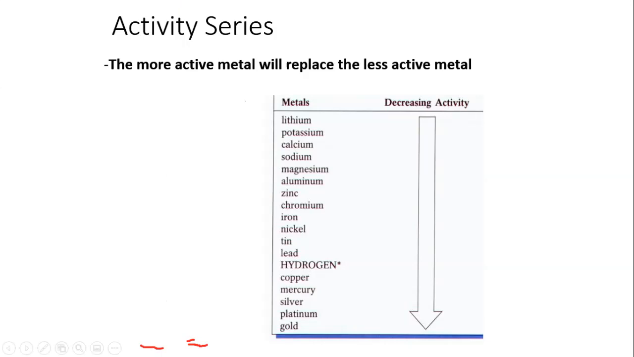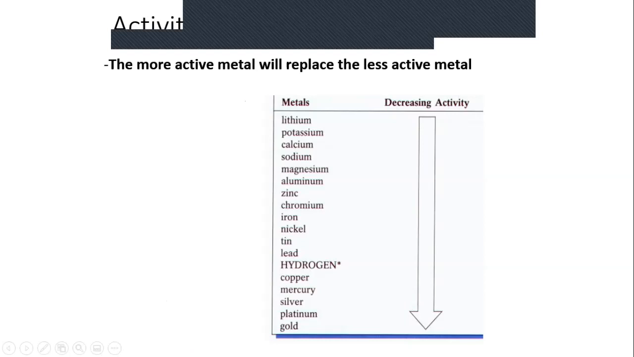Things like lithium, potassium, calcium, and sodium are very active. Things like gold, platinum, and silver are less active. Now, you do not have to memorize this table. It will be provided for you on questions, but you do need to know how to utilize the table.